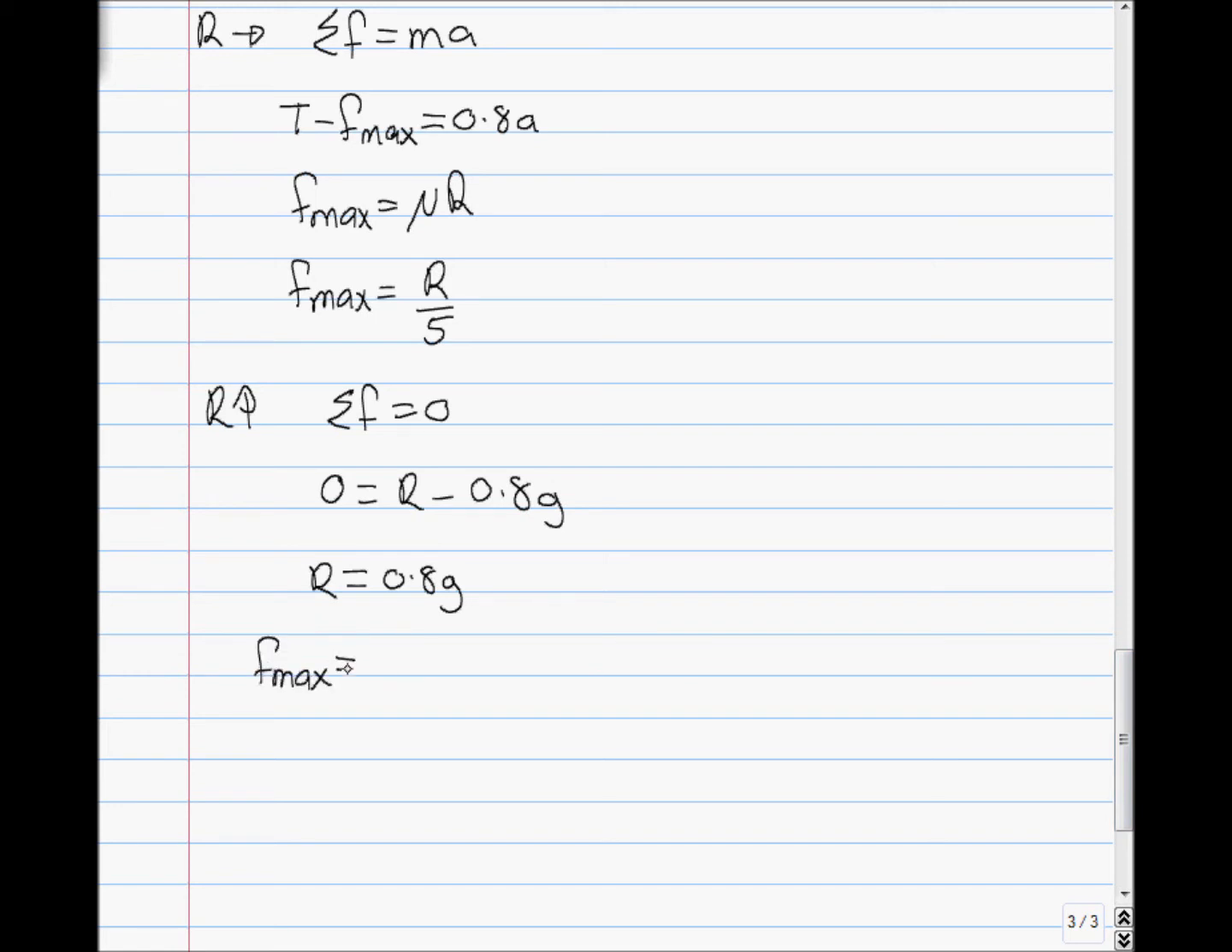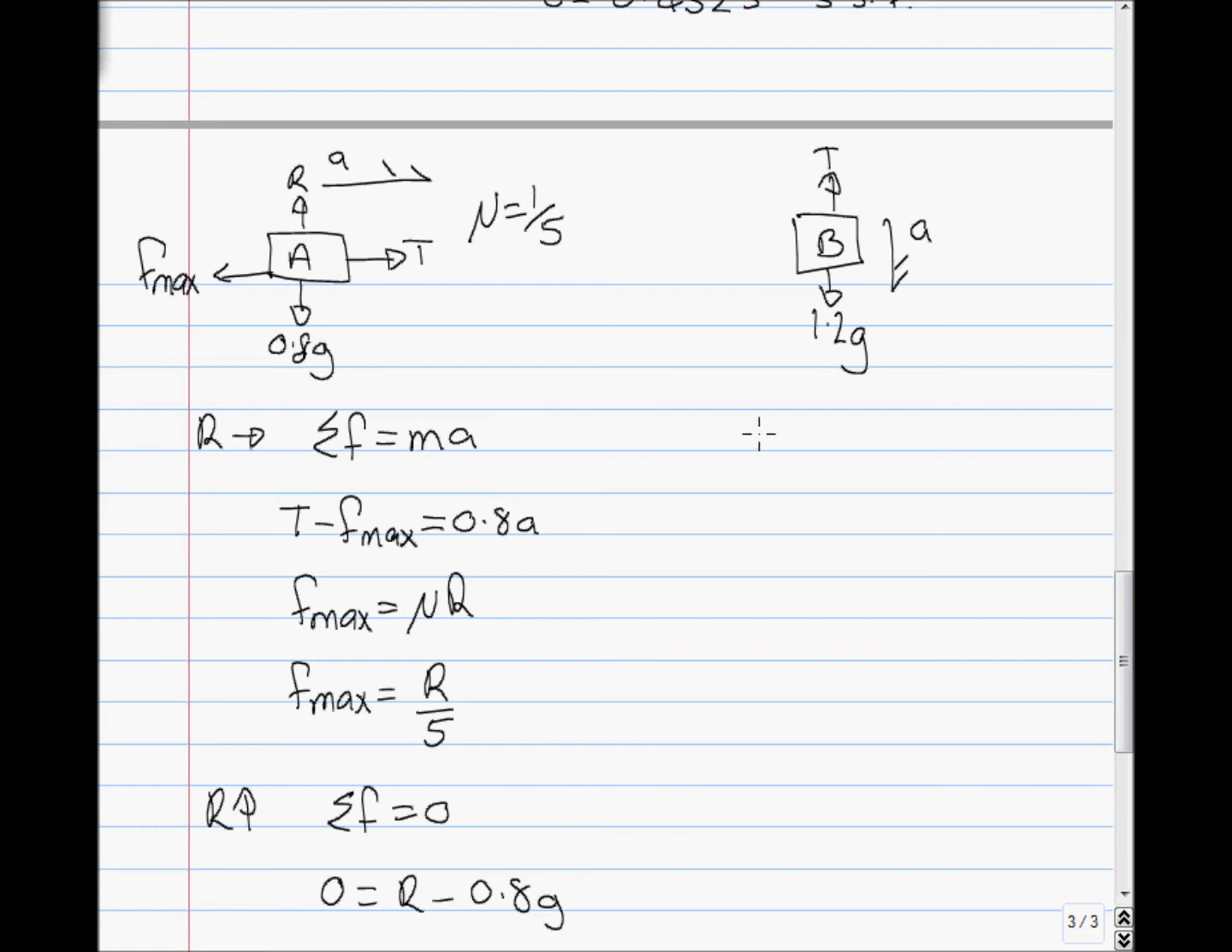F max now equals 0.8 G over 5, and I can sub that into here, so T minus 0.8 G over 5 is equal to 0.8 A. Okay, I'm going to call that equation 1.